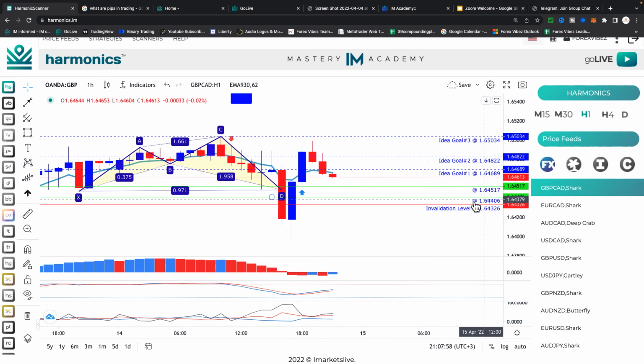Copy 3 numbers. Our entry, which is one of our green lines. Our take profit, which is the ideal goal. And which is which one we're going to copy? The first one. And then we're also going to copy our stop loss, okay? Which is your invalidation level.